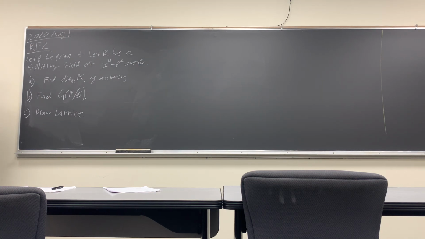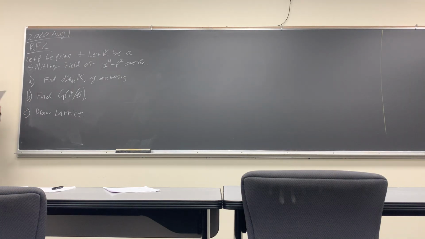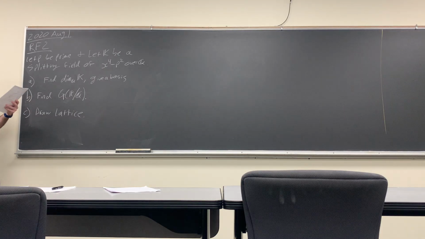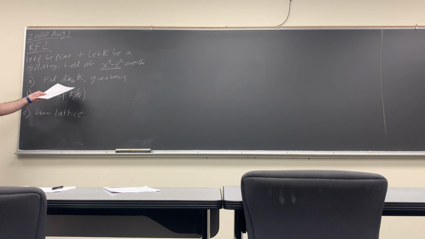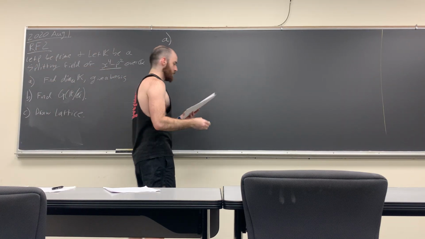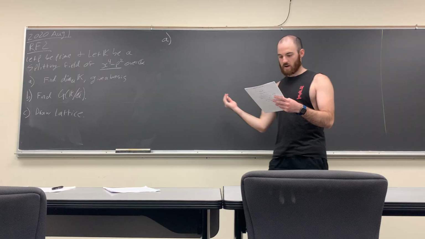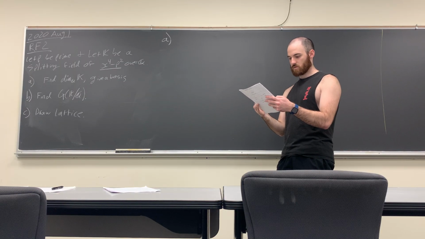Qualifying Exam for Algebra, August 2020, rings and fields, question 2. Let p be prime, let K be a splitting field of x to the 4th minus p squared over Q. The first part of the problem is finding the dimension of the splitting field as a vector space over Q. And so, what are we going to do?